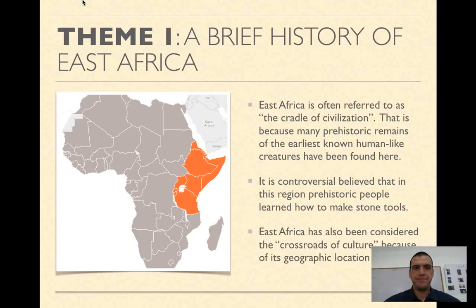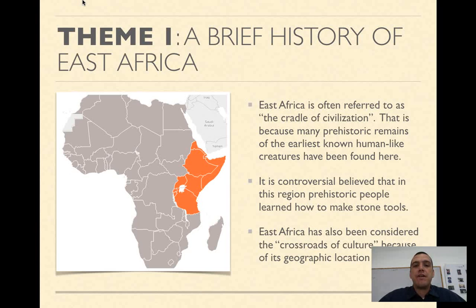So let's begin. Theme 1, a brief history of East Africa. Before we start, if you look off to the left there in the map, this is what we mean by East Africa, the territories that are highlighted in orange there. So we have Eritrea, Somalia, Ethiopia, Kenya, Tanzania, Uganda, and Rwanda, countries like that. This is considered East Africa, okay?